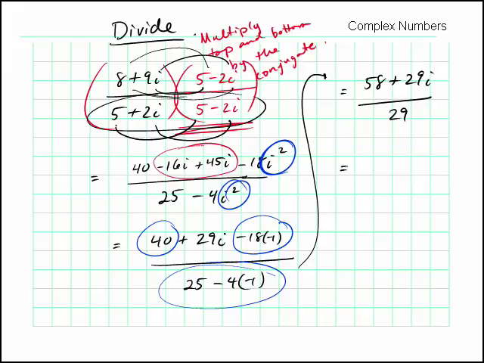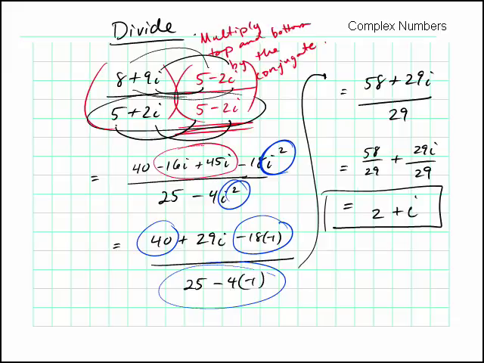Almost done here. I can reduce a little bit. With complex numbers, the best approach is to split the fraction into two parts. Notice I'm putting the 29, the denominator 29, under each part, and then simplify each fraction individually. 58 over 29 is exactly 2, plus 29 over 29 reduces to just this i here. So my answer is 2 plus i.